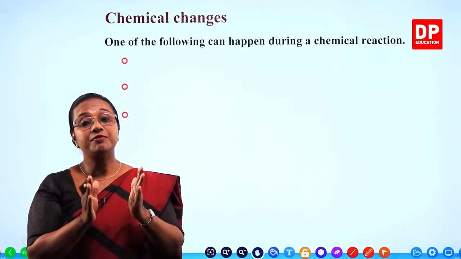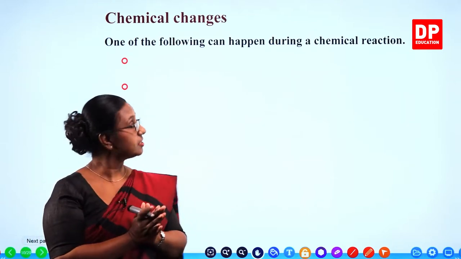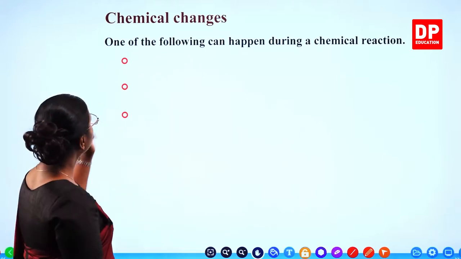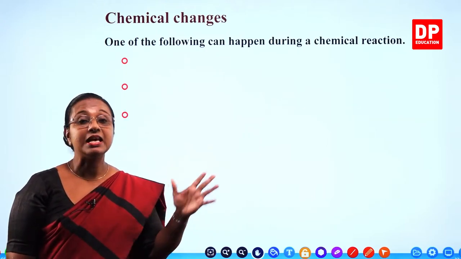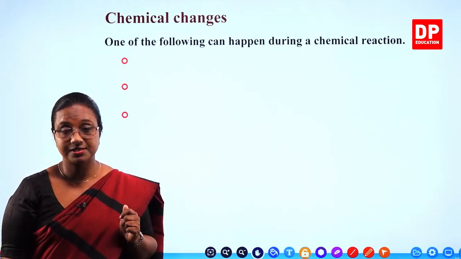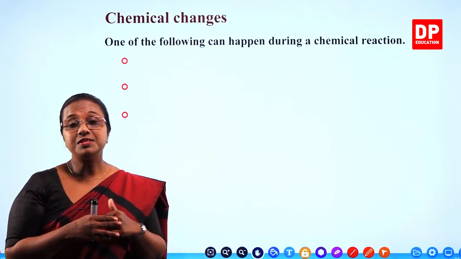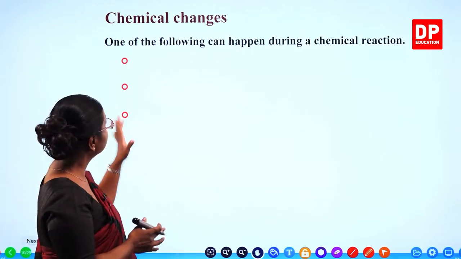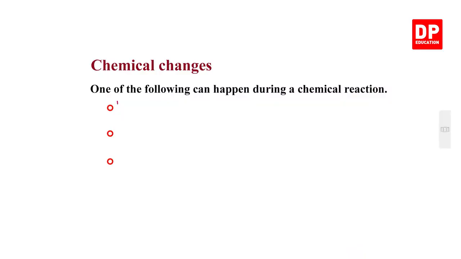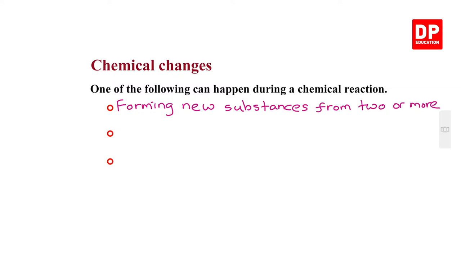So based on these types of chemical changes, one of the following can happen during a chemical change. When you have two or more substances, they can combine and form new substances. One initial substance can be divided to form or converted to two or more substances. So those are the three types. We will write them down now. Forming new substances from two or more substances.